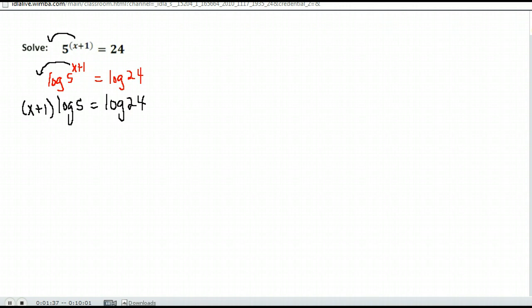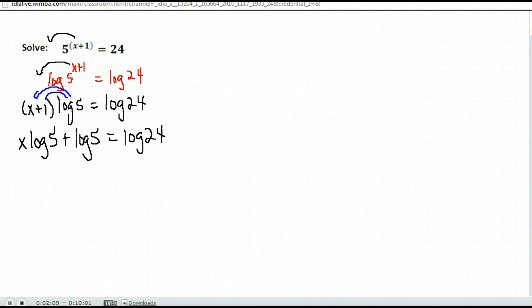We want to solve for x, so we're going to have to distribute, and this gets a bit confusing, so make sure you write really clearly for yourself. Just remember, log 5 and log 24, those are just numbers. They look a little more crazy because they have log there, but they act the same way as any other real number. So if I distribute that, I get x log 5 plus the log of 5 equals the log of 24, and I just distribute it into those parentheses.